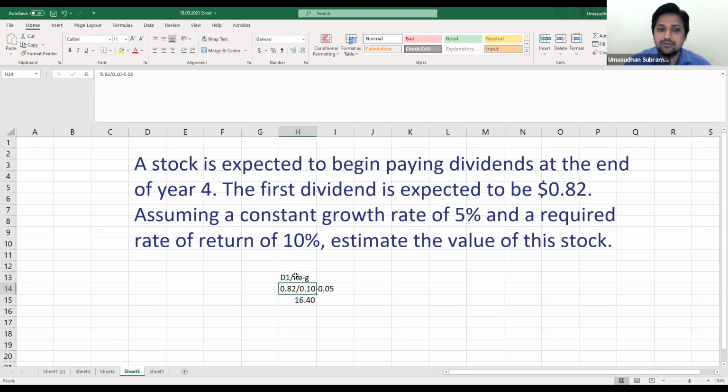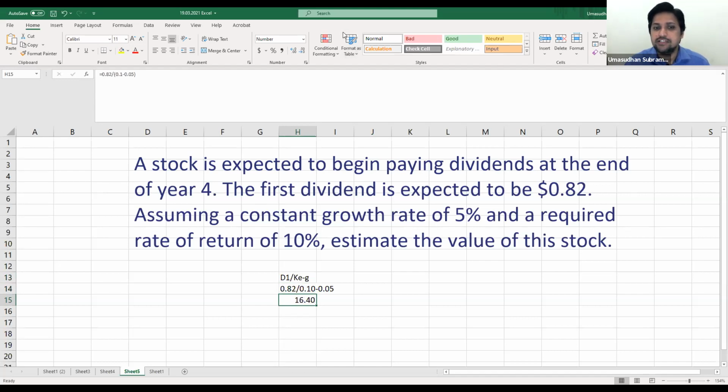So this is what we are going to do. In this case, your D1 of 0.82 is actually D4, isn't it? So the value that you arrive at, 16.4, is it present value, or is it value in year 4, or is it value in year 3? Okay, try to answer this question.